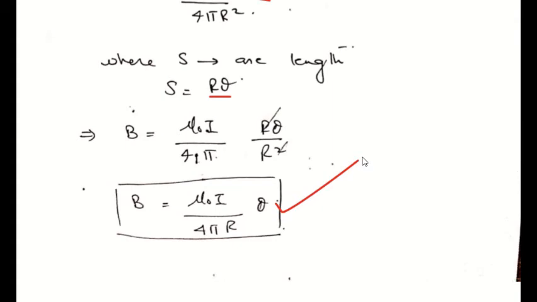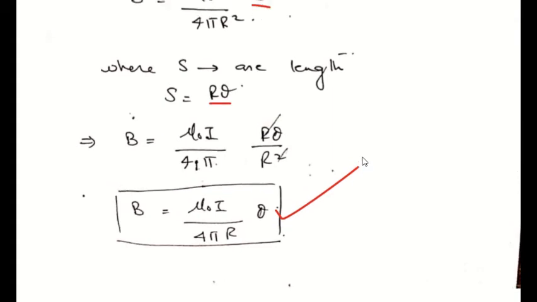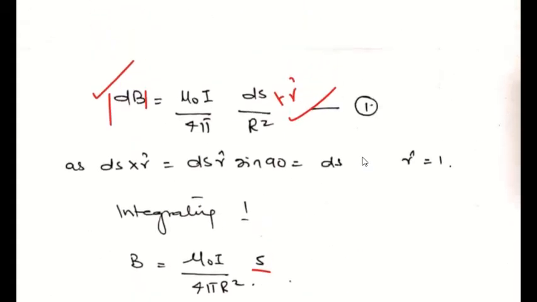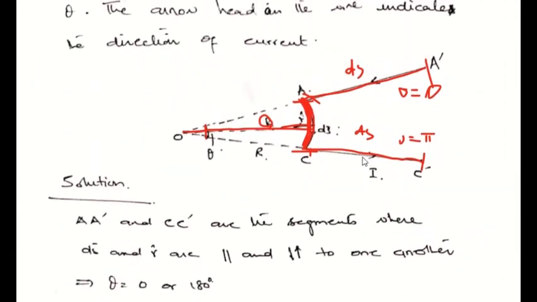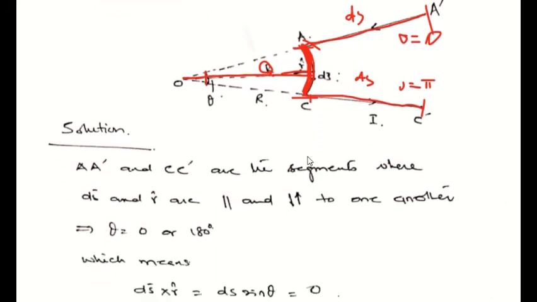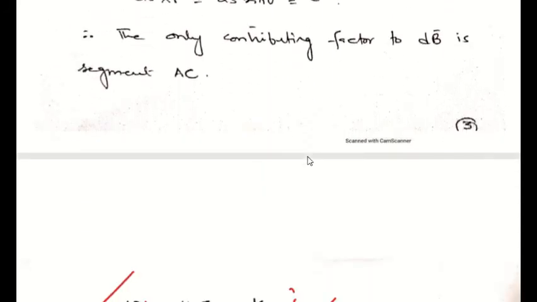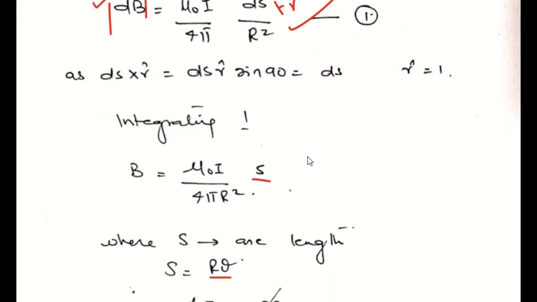So this is how you can find the magnetic field if you have a situation like this, whenever you have some length element which is placed in a curve. So this is how you can easily find the magnetic field.